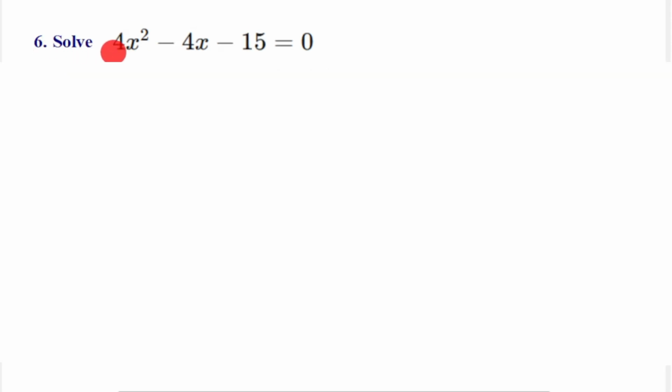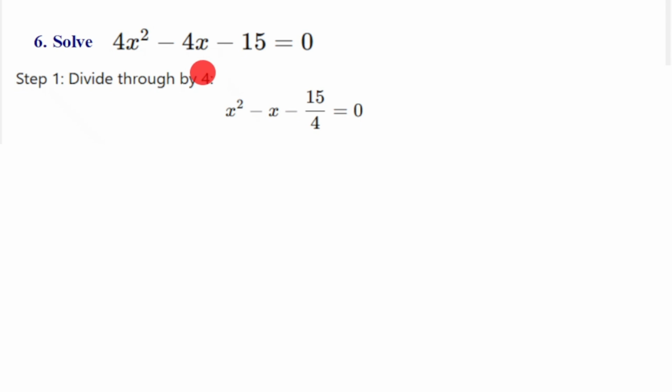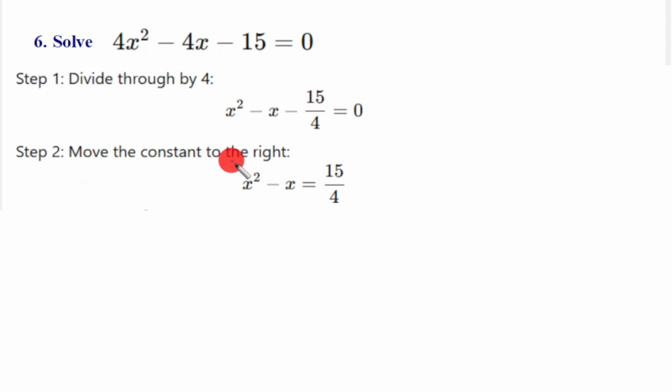6. Solve 4x² − 4x − 15 = 0. Step 1, divide through by 4. x² − x − 15/4 = 0. Step 2, move the constant to the right. Just bring −15/4 to the right. It becomes positive 15/4.